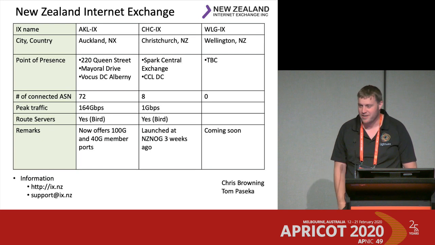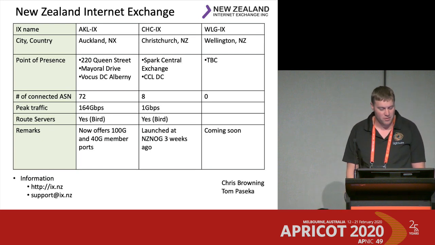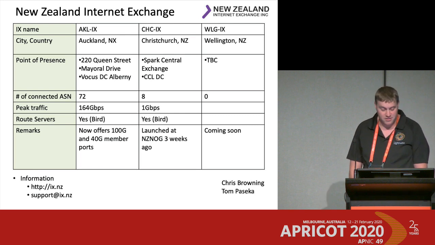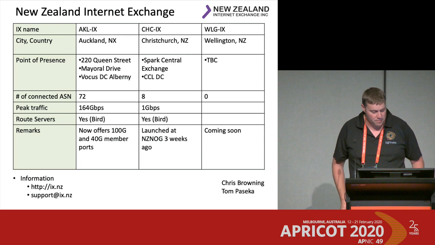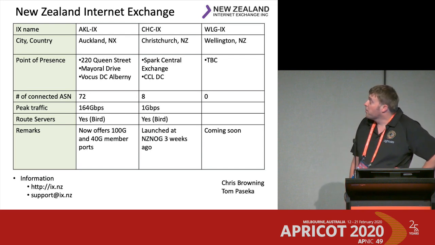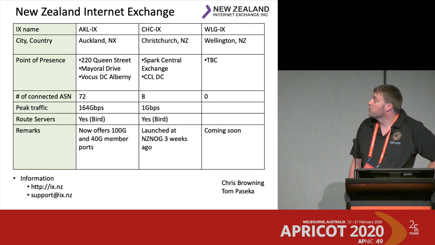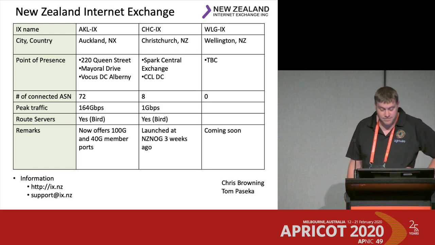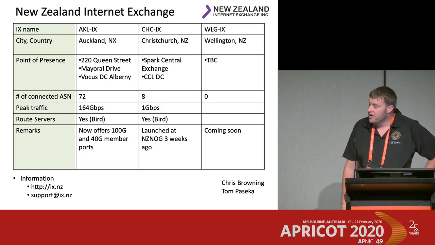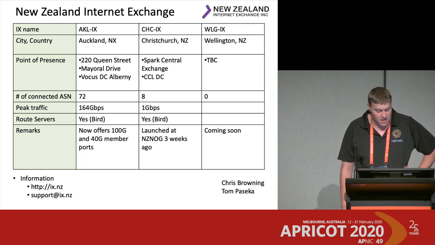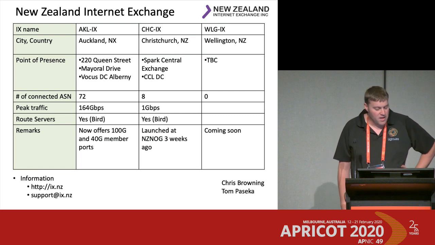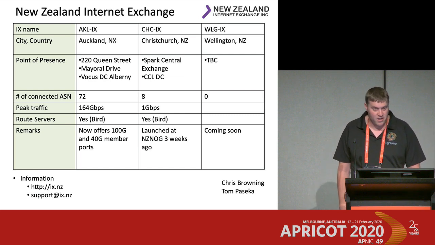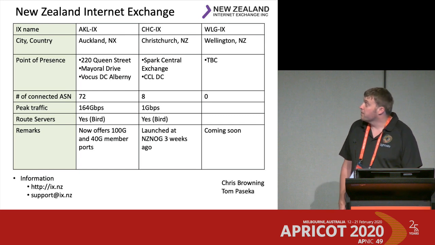Hi, Chris from New Zealand Internet Exchange. We're a not-for-profit, member-run organization, so all of our members are equally part of our governance. We currently operate two exchanges in New Zealand, one in Auckland, which has been running for a few years now, and just a few weeks ago we launched Christchurch IX. We launched it at the NZNOG there. We're hoping to launch Wellington by the end of this year, but it's still to be determined. In Auckland, we've got three locations, all in the main areas of Auckland: 220 Queen Street, Mural Drive, Spark Exchange, and the Vocus DC up in Albany.